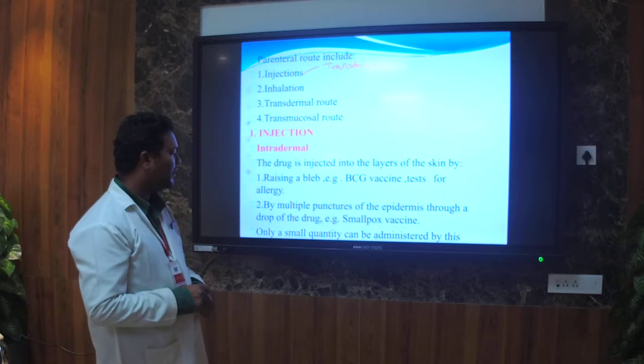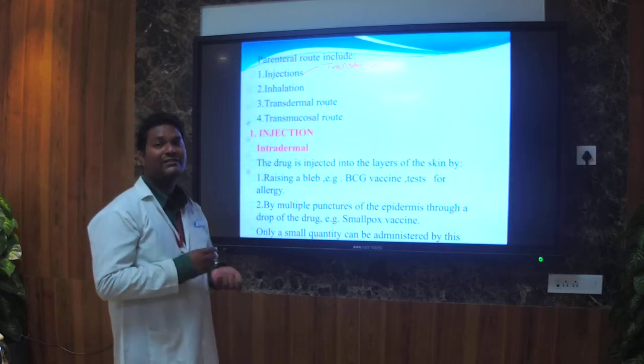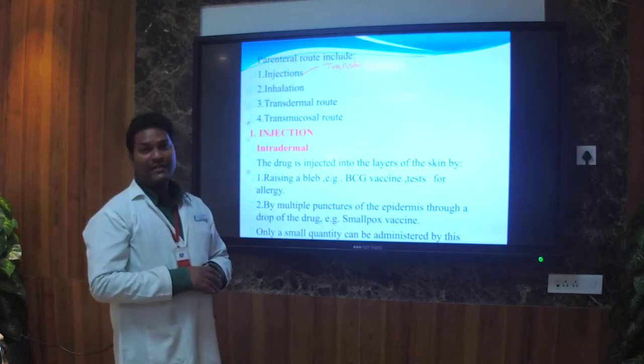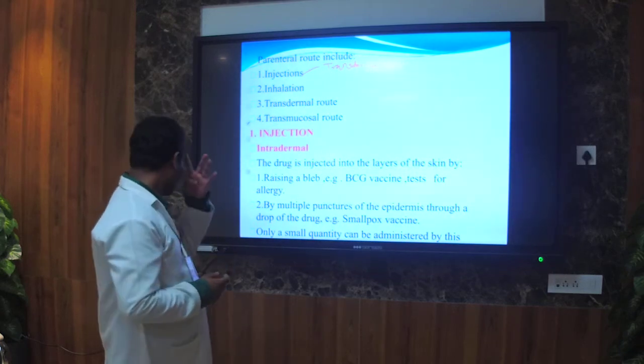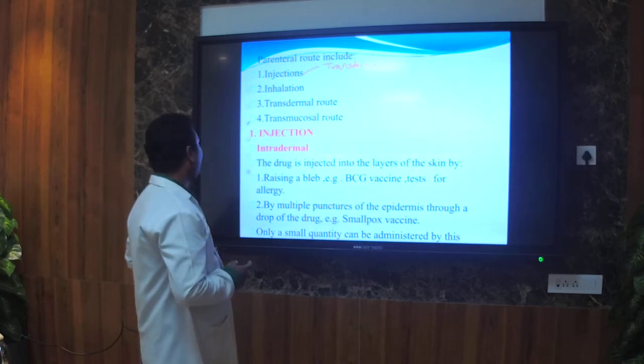Only a small quantity can be administered by this method because it is under the skin. The surface area for the drug is very small, so a very small quantity of the drug is administered through the intradermal route.